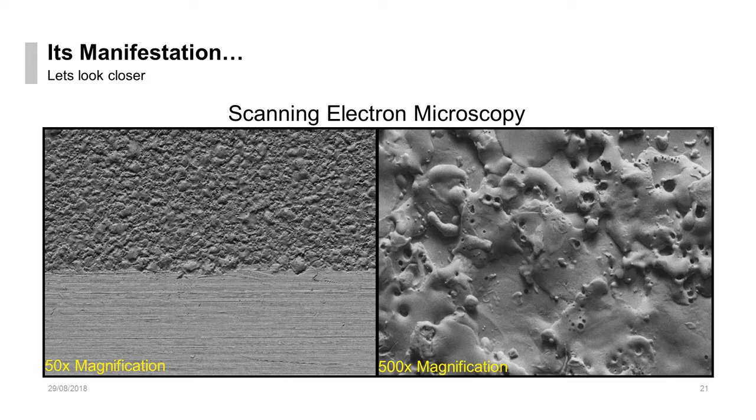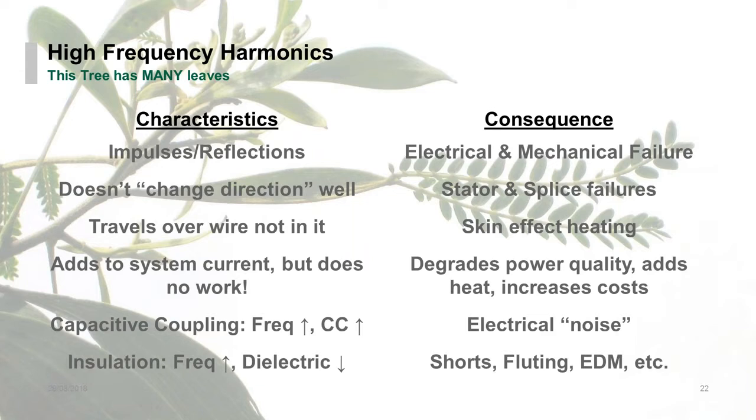We're going to zoom in a little bit, and this is what that bearing looks like under a scanning electron microscope. At 50 times magnification, you can see that there's a relatively smooth surface, almost no striations, but then there's the surface of the moon look. And at 500 times magnification on the right, you can clearly see the melting that was occurring from the electrical discharge inside this bearing that was directly caused by an inverter.